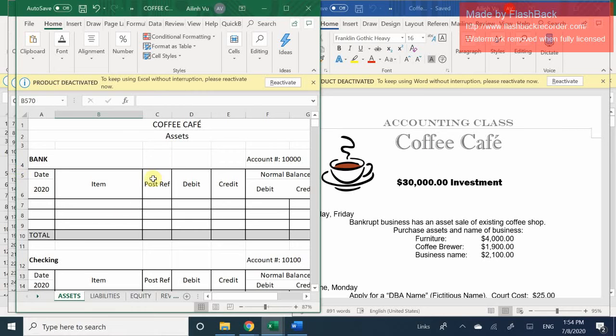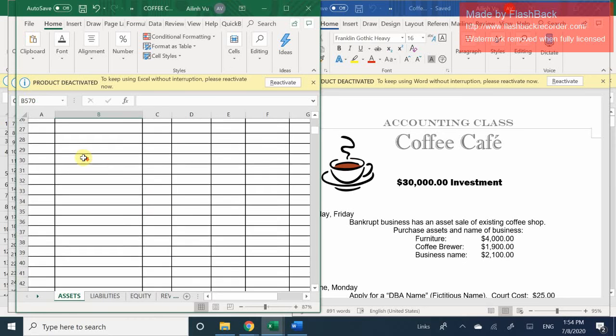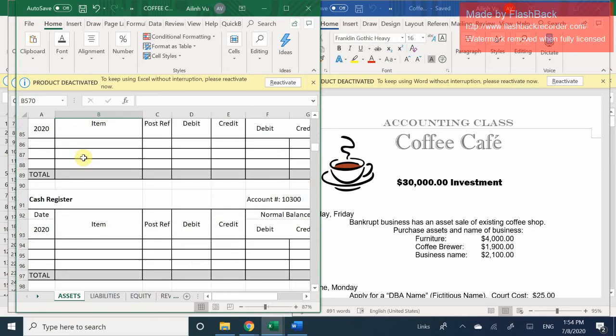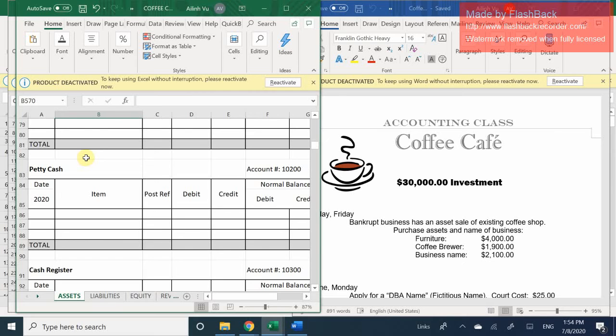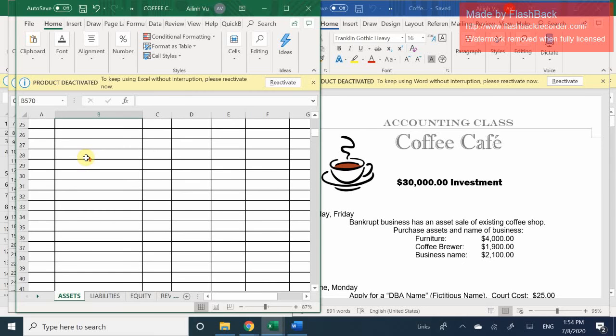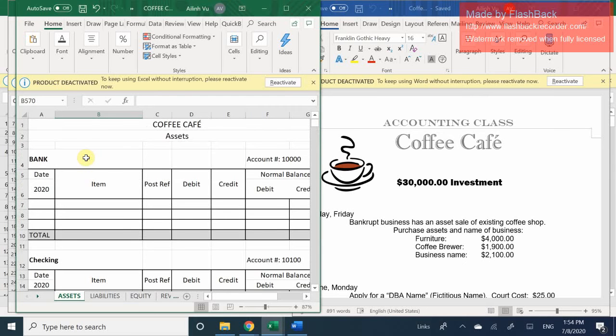The first page you should see is your assets. It should have your bank, your checking account, which should be about 3 pages long. Then you have your register, your petty cash. All of that's going to be in order, and we're going to utilize this because, again, it is very important to everything that we do.